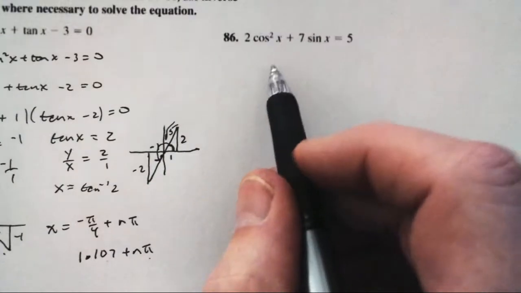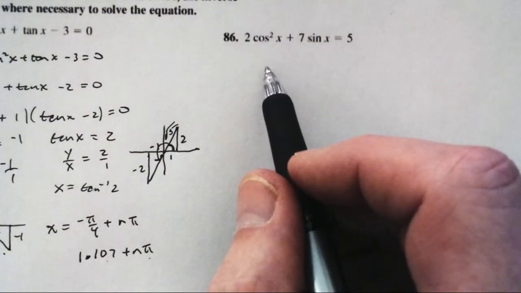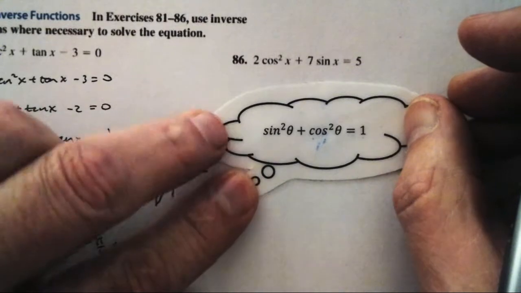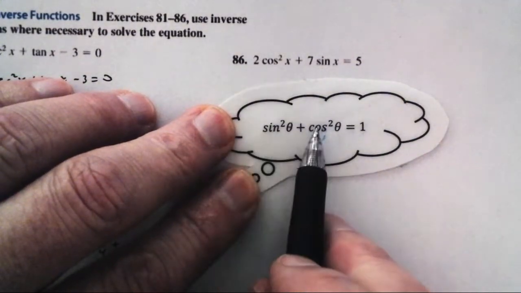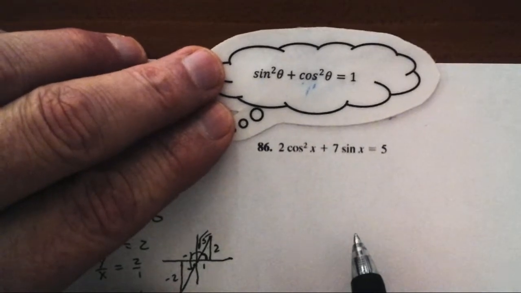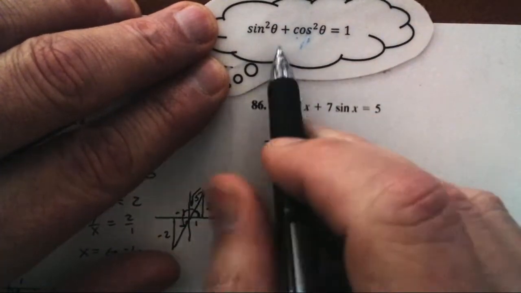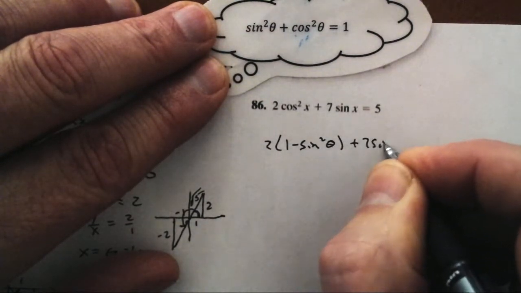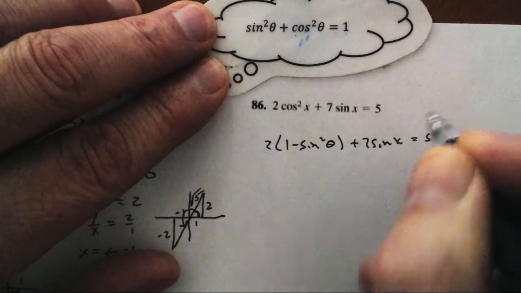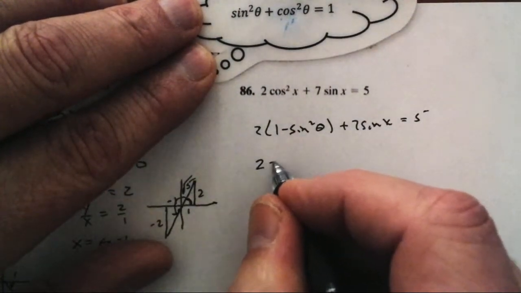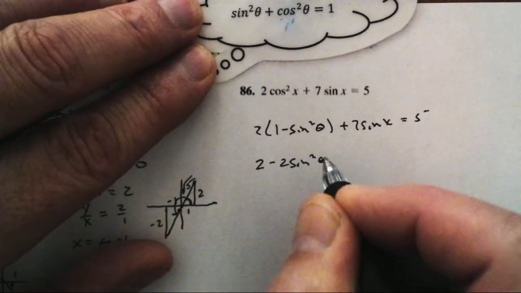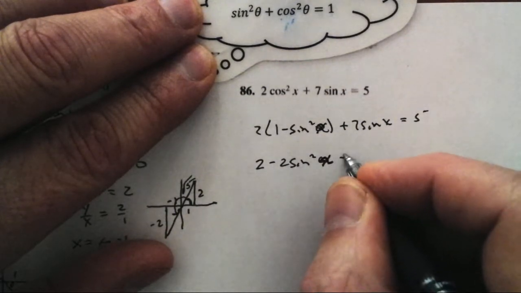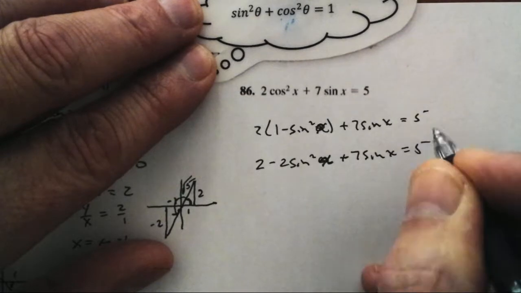Okay, very similar. Great time to pause and try this problem and feel the reward of getting it done and having it correct before I go through it. I can turn cosine squareds into sines. This could become 2 times, in place of cosine squared, 1 minus sine squared, plus 7 sine equals 5. Or I get 2 minus 2 sine squared x, plus 7 sine x equals 5, and that's quadratic.